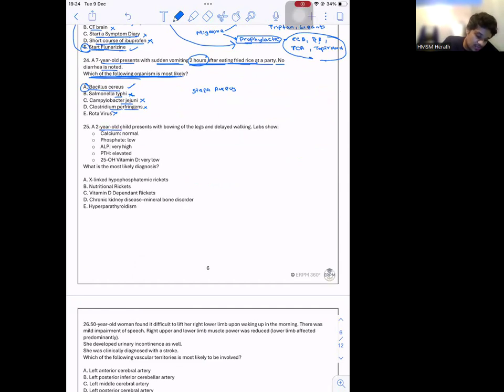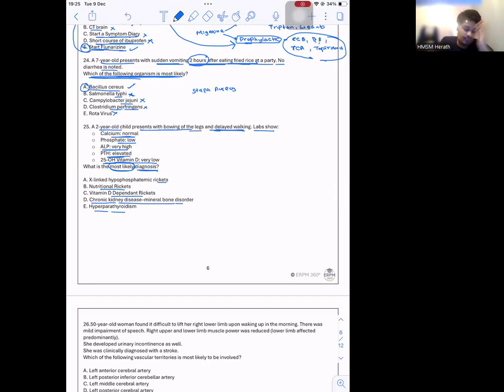The last question. A 2-year-old child presents with bowing of legs and delayed walking. Labs show normal calcium, low phosphate, high ALP, elevated PTH, and low 25 OH vitamin D. What is the most likely diagnosis? X-linked hypophosphatemic rickets, nutritional rickets, vitamin D dependent rickets, chronic kidney disease mineral bone disorder, or hyperparathyroidism?